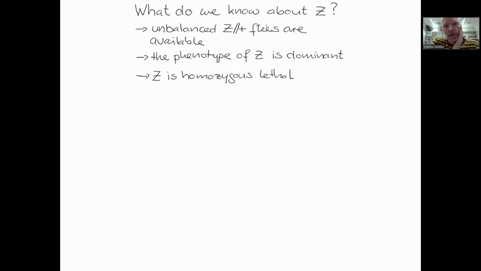We know that an unbalanced Z or heterozygous Z stock of flies is available. That we know. We also know that the phenotype of Z is dominant, and we know that Z is homozygous lethal.